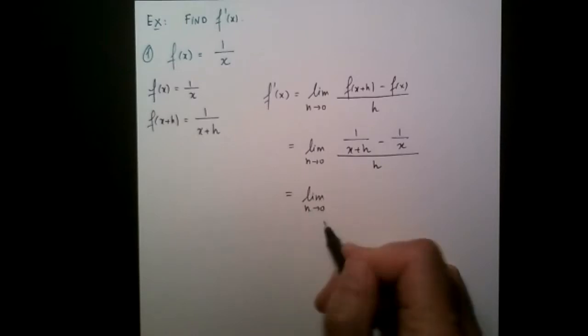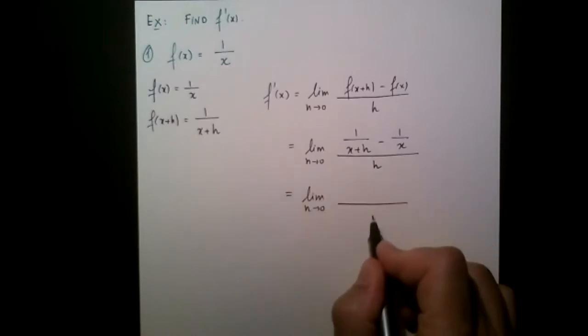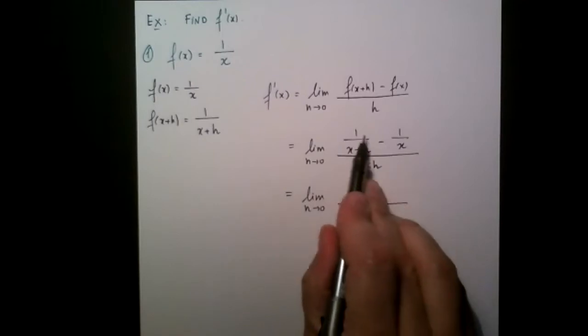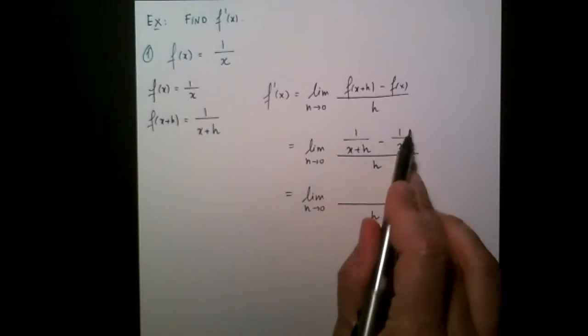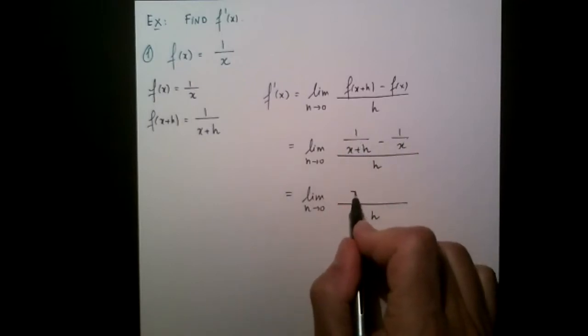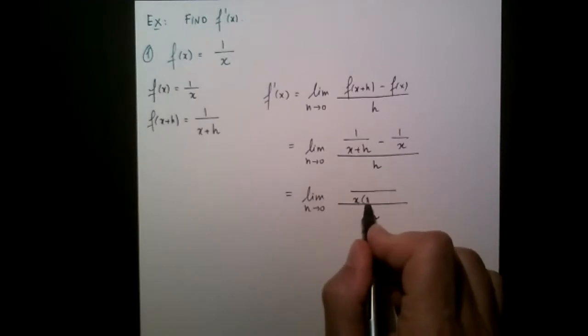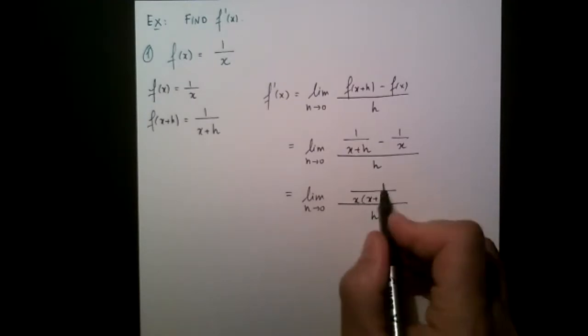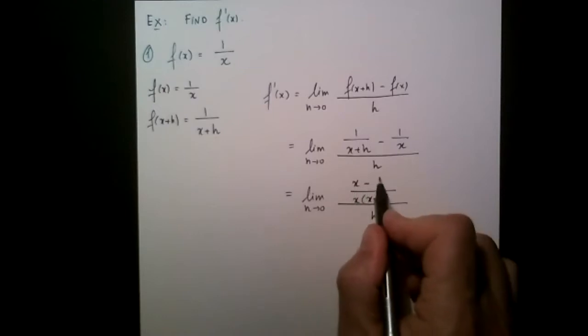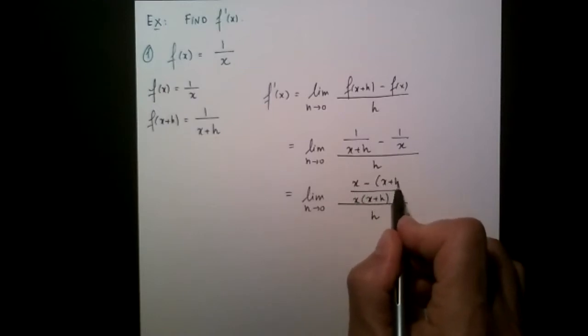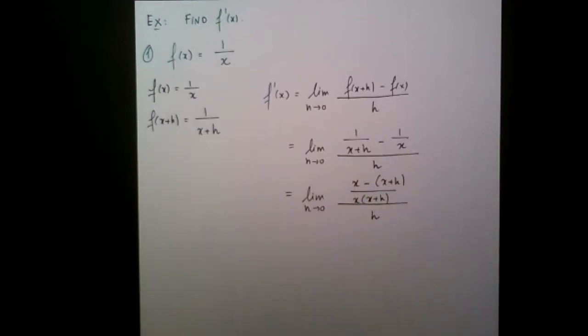Limit as h approaches 0, so the bottom stays unchanged, and the top I will multiply by x here, multiply by x plus h here, and put everything on top over x times x plus h. Okay, so we have x minus, in brackets, x plus h. That's what I have on top. Okay, so basic algebra.